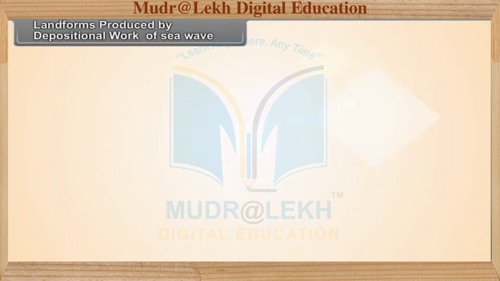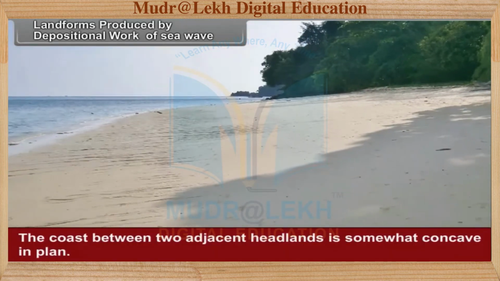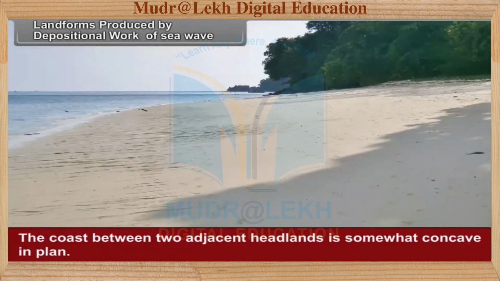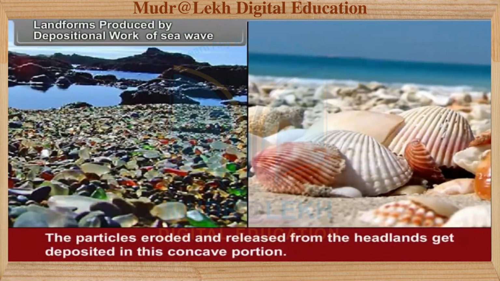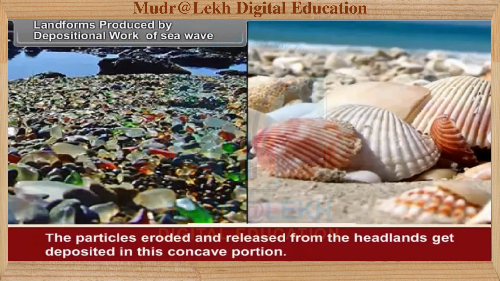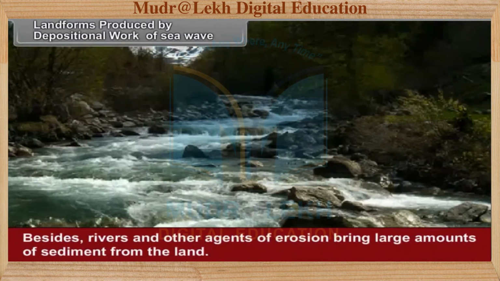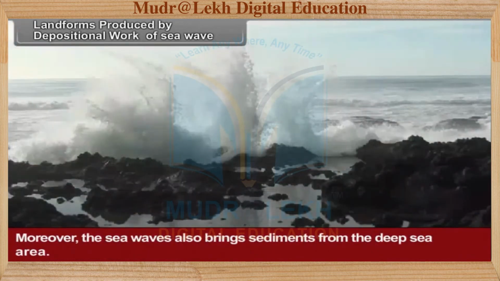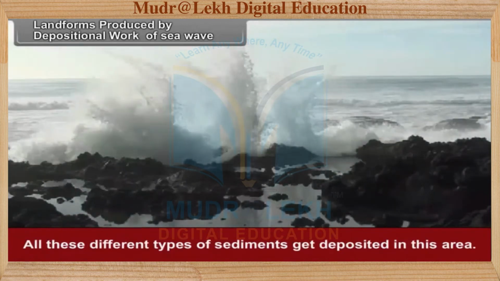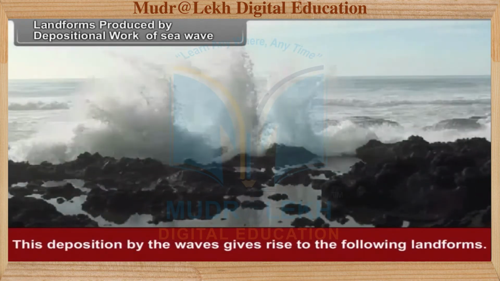Landforms produced by depositional work of sea waves. The coast between two adjacent headlands is somewhat concave in plane. The particles eroded and released from the headlands get deposited in this concave portion. Besides, rivers and other agents of erosion bring large amounts of sediment from the land. Moreover, the sea waves also bring sediments from the deep sea area. All these different types of sediments get deposited in this area. This deposition by the waves gives rise to the following landforms.